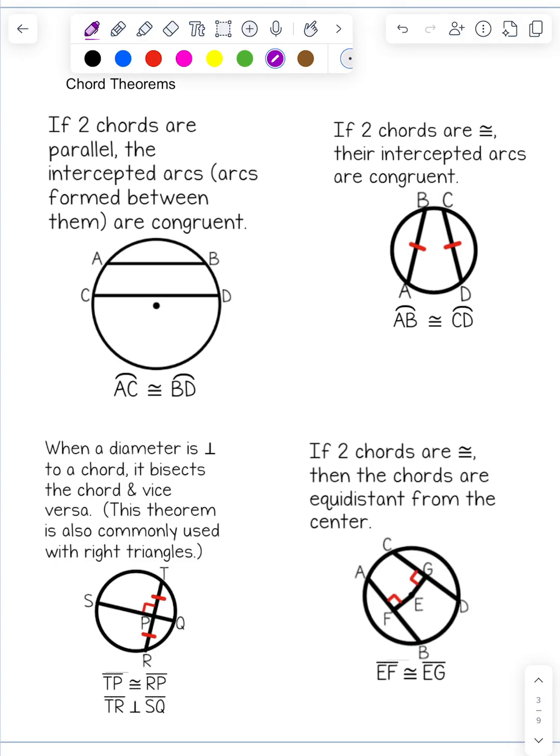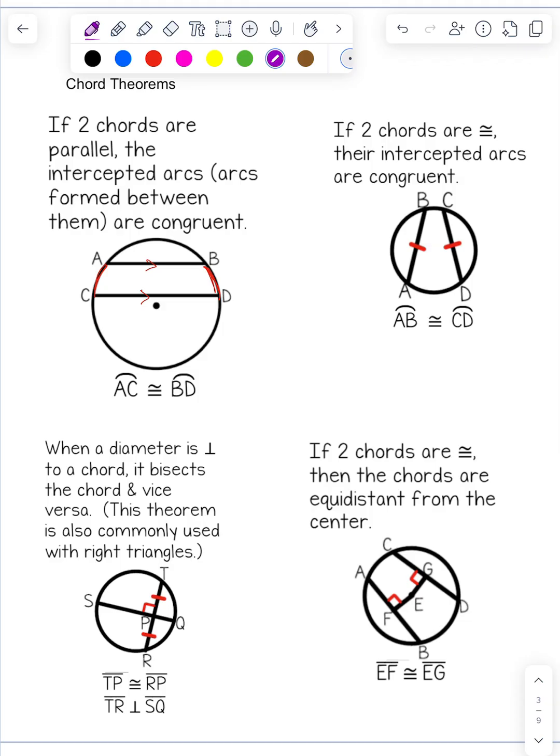The first one that we're going to take a look at is if two chords are parallel, so let's say AB and CD are parallel, the intercepted arcs, which means the arcs formed between them, are congruent. So in this example, if I was told that AB and CD were parallel line segments, the arcs between them, which would be arc AC and arc BD, would be congruent to each other. So they would have the same measurement as one another.